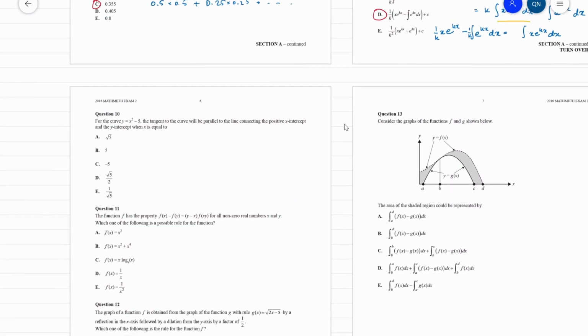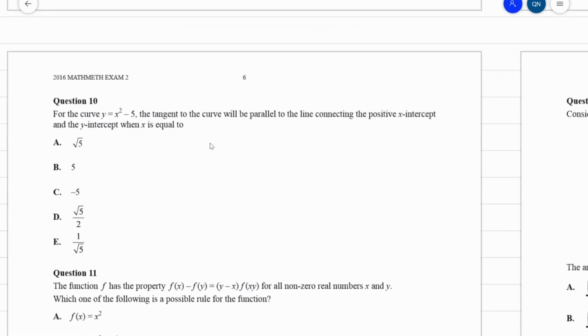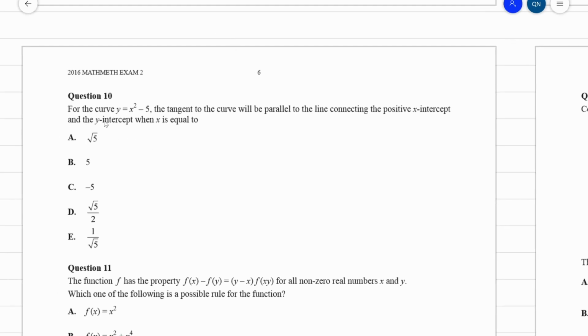Okay, question 10. For the curve y equals x squared minus 5, the tangent of the curve will be parallel to the line connecting the positive x-intercept and the y-intercept when x is equal to... Let's draw a picture, because there's a lot going on over here. The curve x squared minus 5. What does that look like? Probably looks like that somewhat. Here's the y-intercept at negative 5. And we have x-intercepts. You can calculate this. That's root 5 and negative root 5.